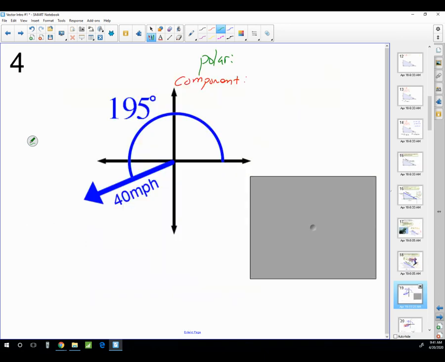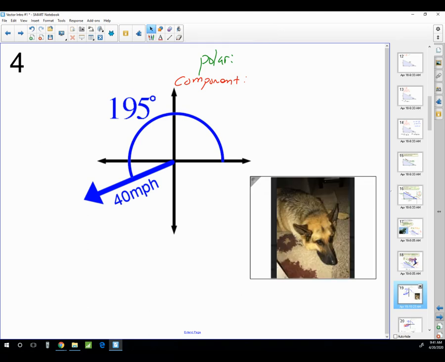All right, there is a vector. I want you to write it in both polar and component forms. I am going to go walk my dog because he's been bothering me and I got to go walk him. I'll be back.